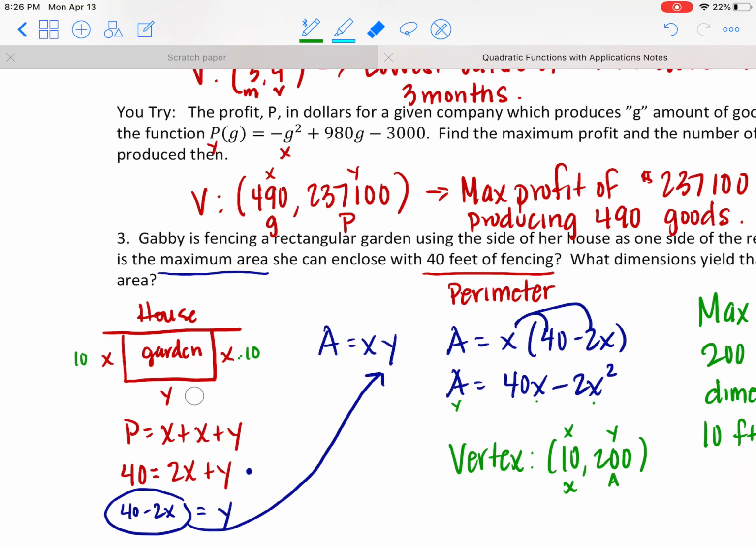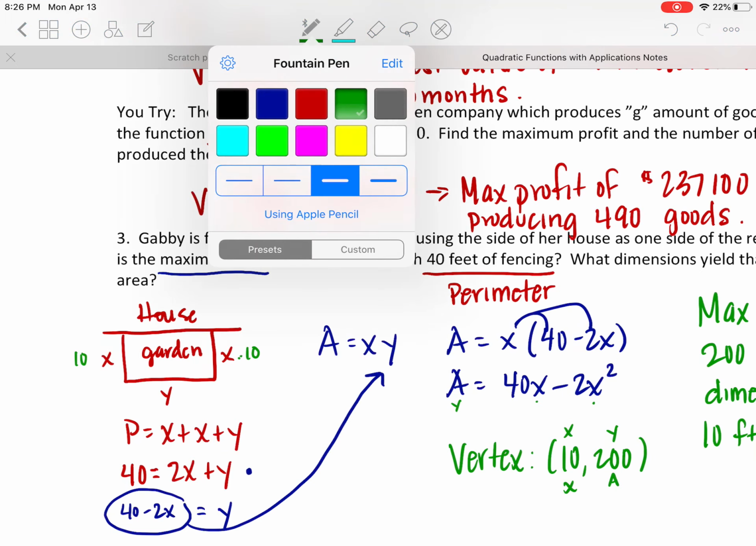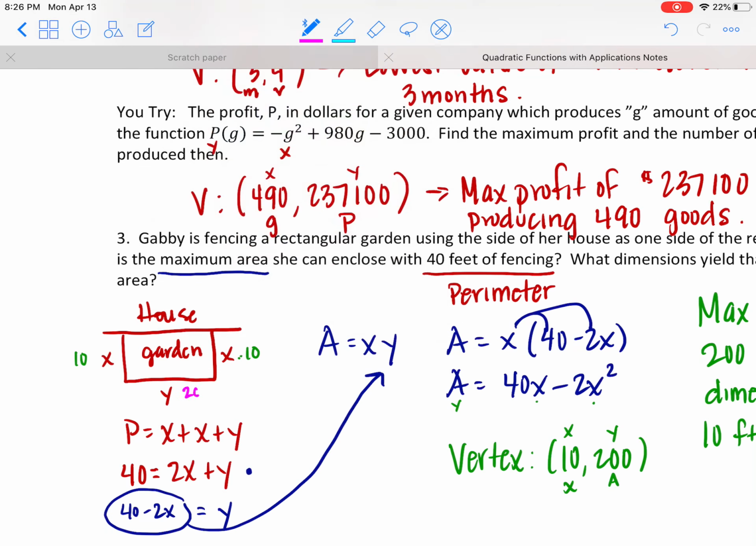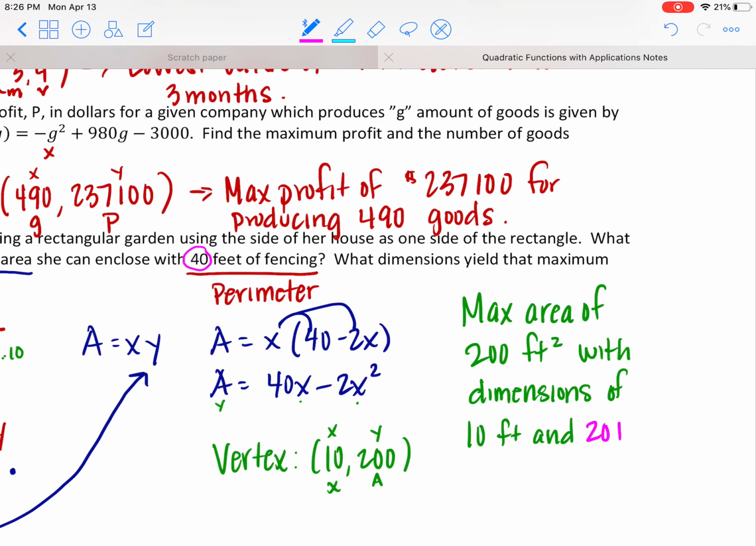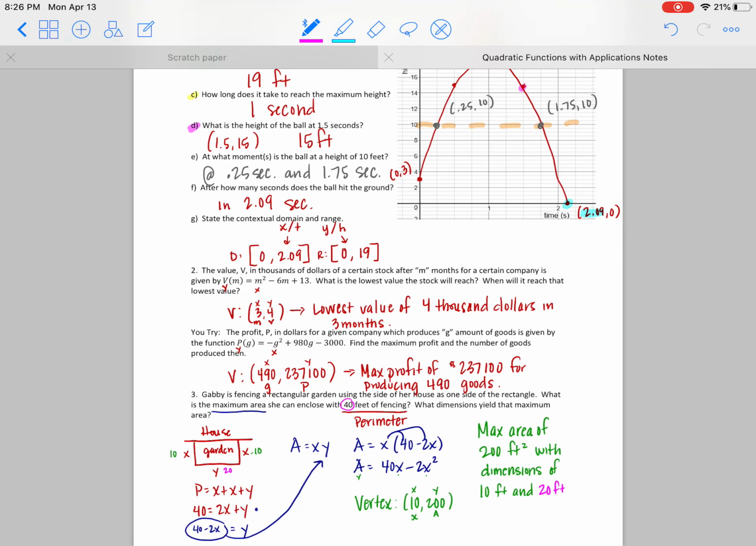Does that make sense? Let me put this in another color so you can see it later. Right? If that was 10 and 10, this would have to be 20 so that I have 40 all together. I'm trying to get 40 all together. So 20 feet is that last dimension. Okay, that's probably about as tough as it can be. But remember, if it's max or min or highest or lowest, you're looking for the vertex.